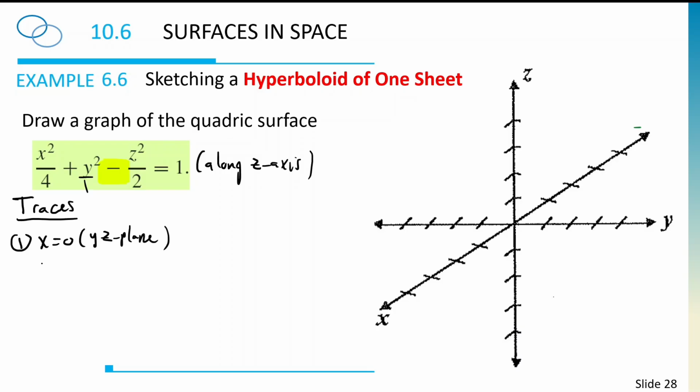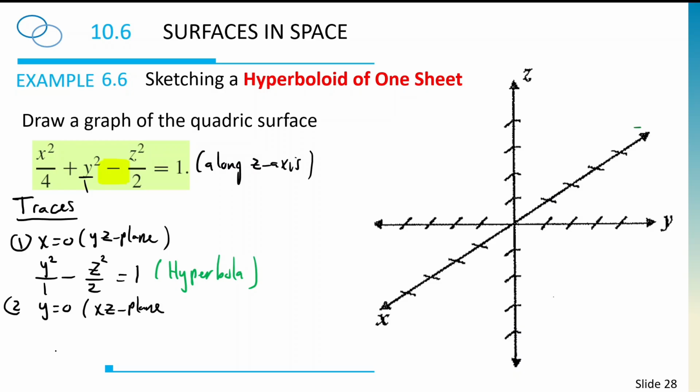Let x equal 0. What do you have? y squared over 1 minus z squared over 2 equals 1. And this is an equation of a hyperbola. Remember, the one which looks like a circle but with a negative in between, this is the hyperbola. Try another time to take the second trace at y equals 0, which is with the xz plane. So now y equals 0, so this is x squared divided by 4 minus z squared over 2 equals 1. And this is another hyperbola.